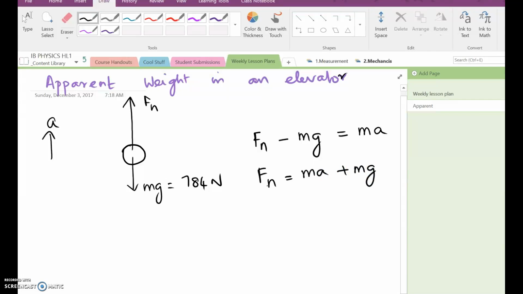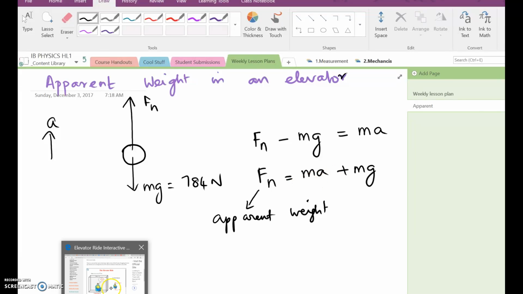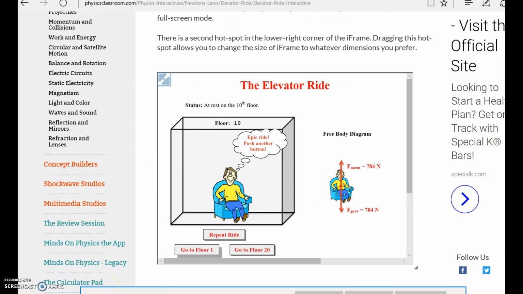The normal force is the force with which he pushes down on the chair, and that is a force with which the chair pushes up back on him, and that is a sensation of weight. So that is why we refer to this as the apparent weight. So notice that the apparent weight in this case is greater than the actual weight because it's mg plus ma, which is why, going back to the simulation, we see that when he is accelerating upward, the normal force increases.